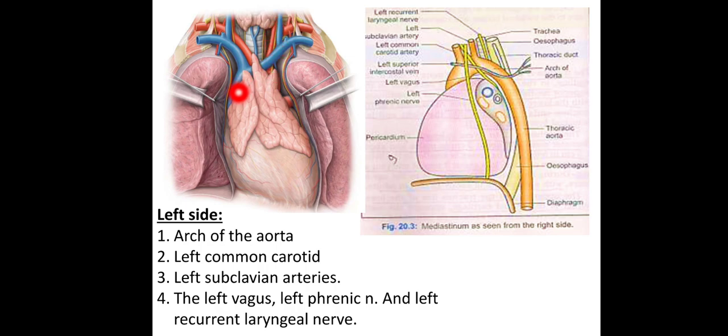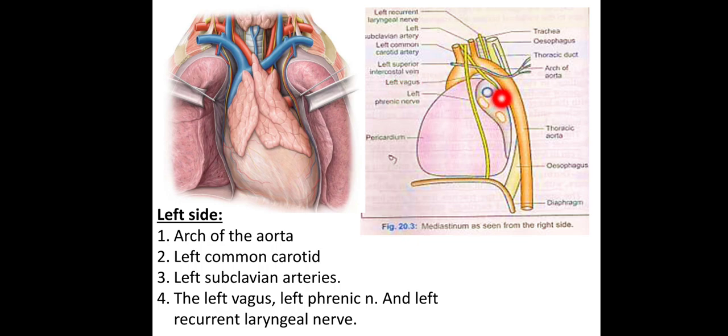So the arch of aorta lies behind the thymus, and its branches are the left common carotid and left subclavian artery, which lie to the left of the trachea, along with the left vagus. Now in this diagram you can see the left vagus. So this is the arch of aorta, left common carotid, left subclavian and left vagus.